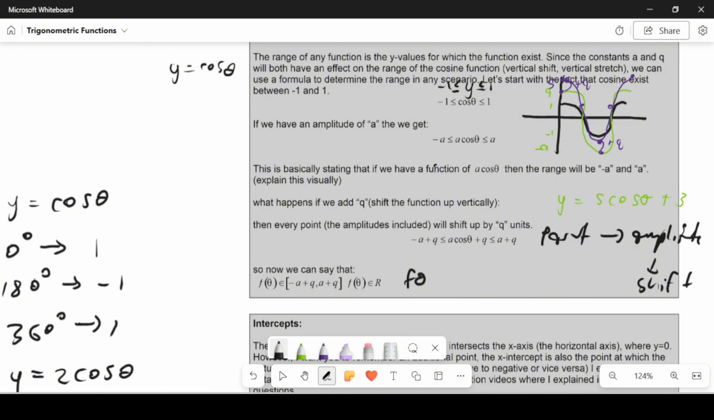The minimum value is what? The minimum value will be minus 5, because that will be the minus a, plus q will be plus 3. And the maximum value will be 5 plus 3. The outputs could be any real value, so f of theta could be an element of the reals. Then I'll say f of theta is an element of, from minus 5 plus 3, which is minus 2, and 5 plus 3 is 8.